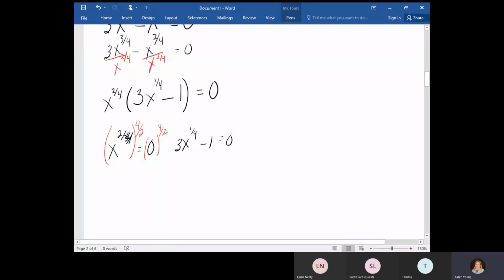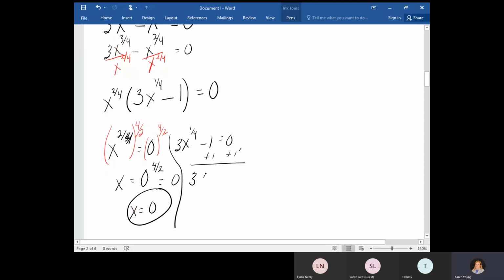All right. So this cancels. I'm left with x. Well, what is 0 to the 4/2 power? 0. So I've got 1x, it's going to equal 0. All right, and then I've got the 3x to the 1/4 minus 1 equals 0. So I'm going to add 1 to both sides. So 3x to the 1/4 equals 1. Then I'm going to divide it by 3 because I want x by itself.